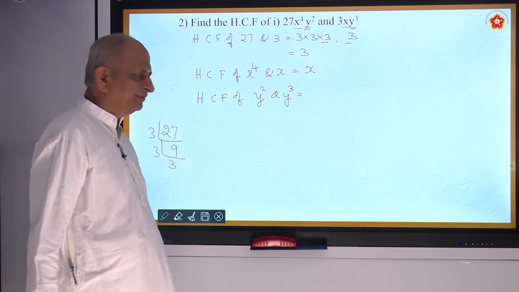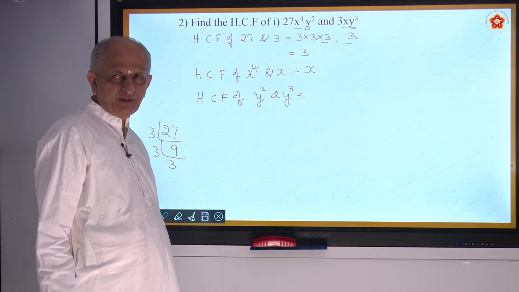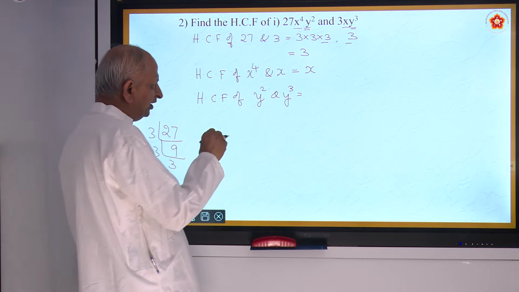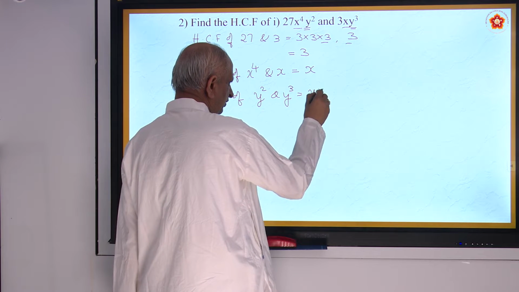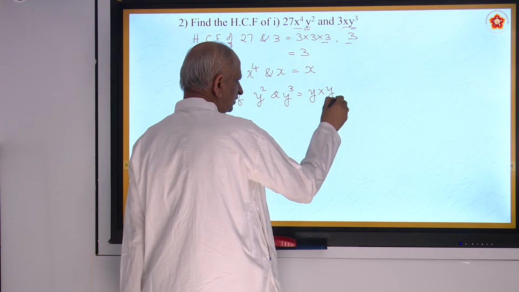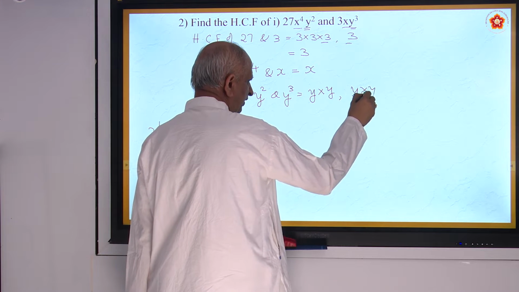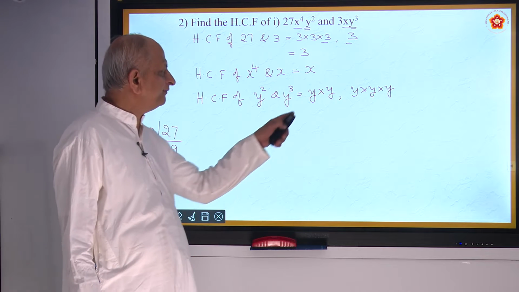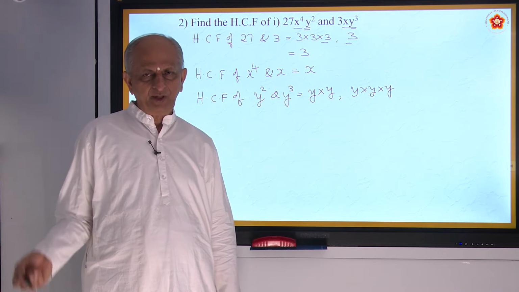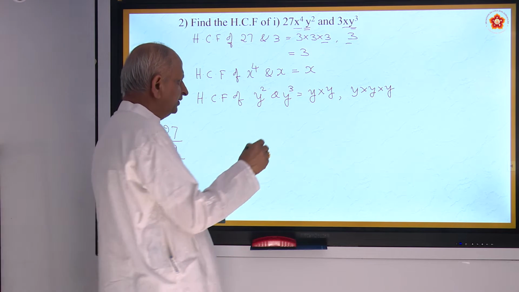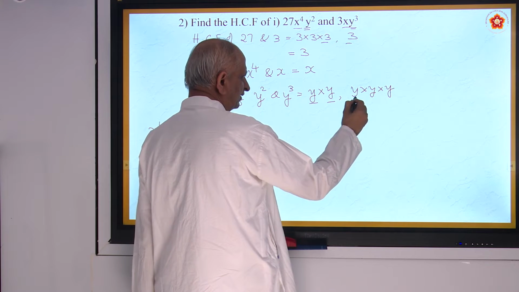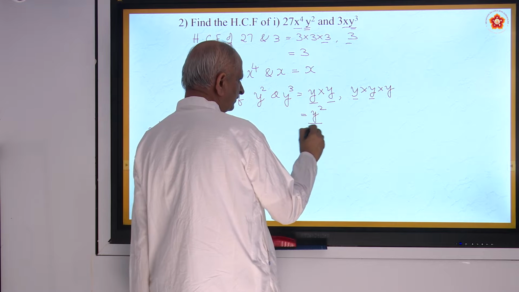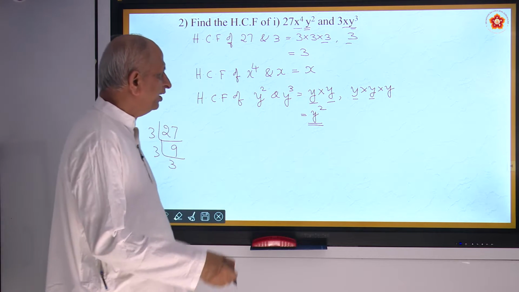Now what do you mean by y squared? y squared is y into y. What is y cubed? y into y into y. In that, you must see the common. So this is y into y, another one is y into y into y. If you say common factor, y is a common factor. But if you want to find the HCF, then you must take the highest, that is y into y, that is y squared.